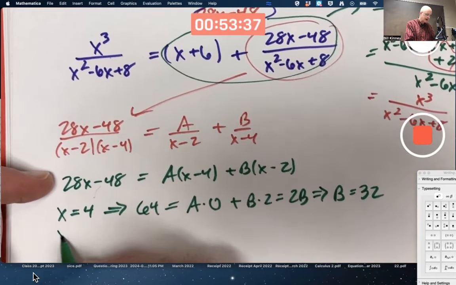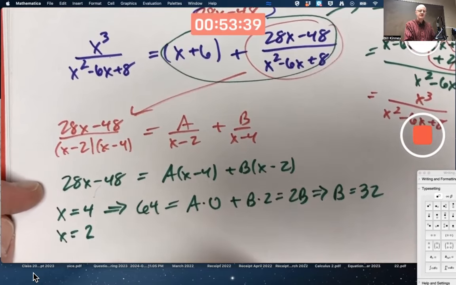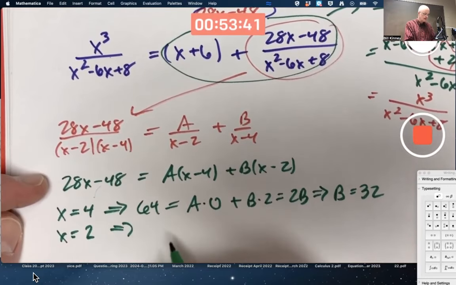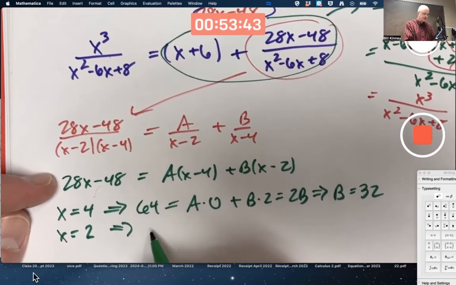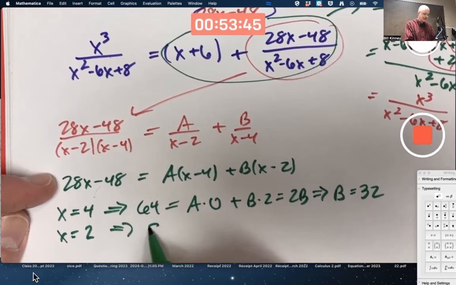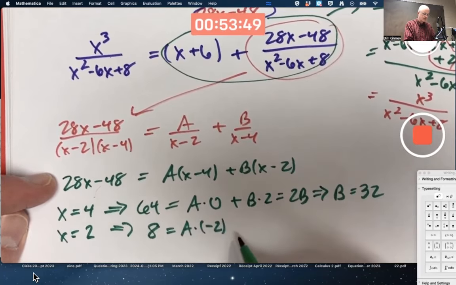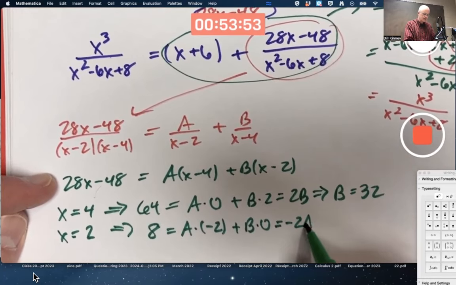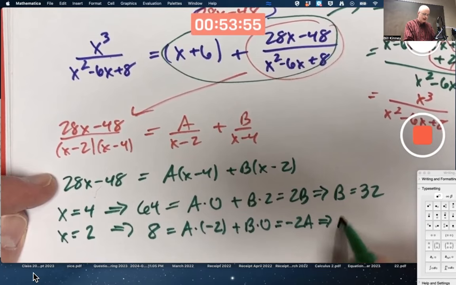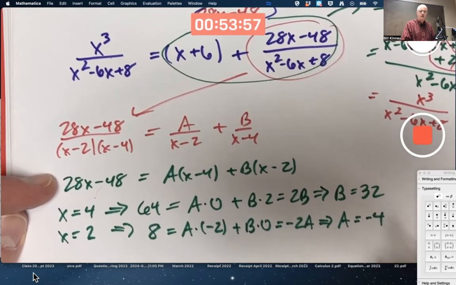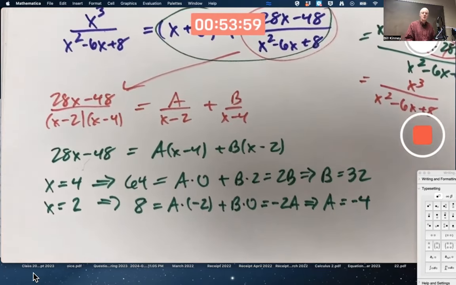Plug in the other number that makes one of the terms on the right-hand side 0. 2. 28 times 2 is 56 minus 48 is 8. 2 minus 4 is negative 2. 2 minus 2 is 0. This is negative 2a, just like before. And a is now negative 4. 8 divided by negative 2. We're almost there. Hang on.